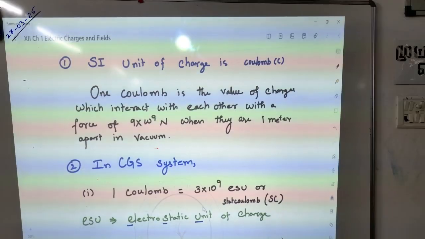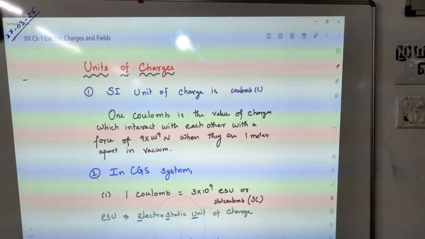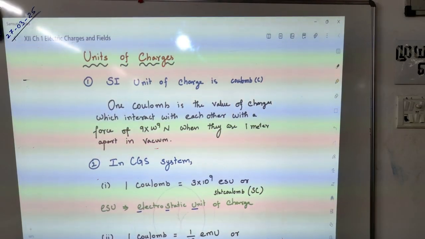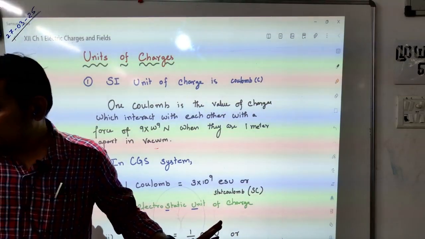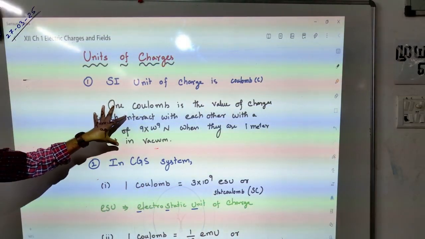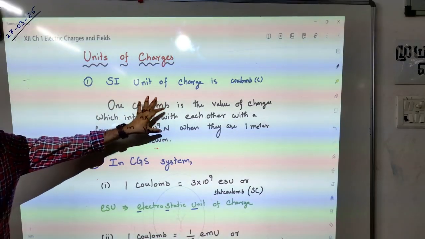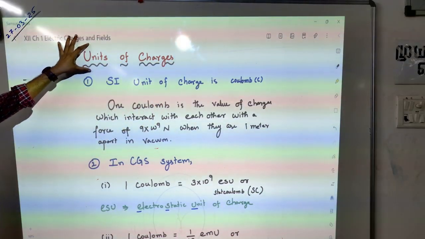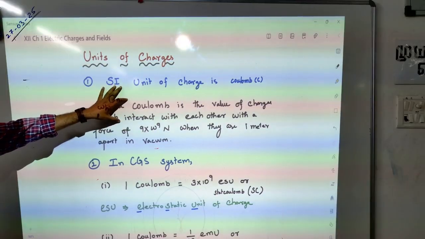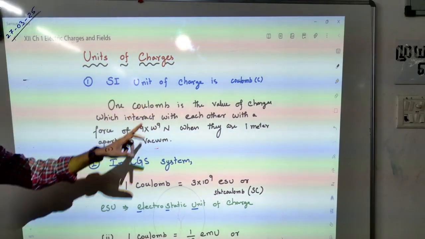Take down the various units of charge. Here I have enumerated. Today, children, I am going to give this PDF to you. I want you to read the PDF. How to use the PDF, I am telling. Units of the charge. Charges have various units. So coulomb is written here.